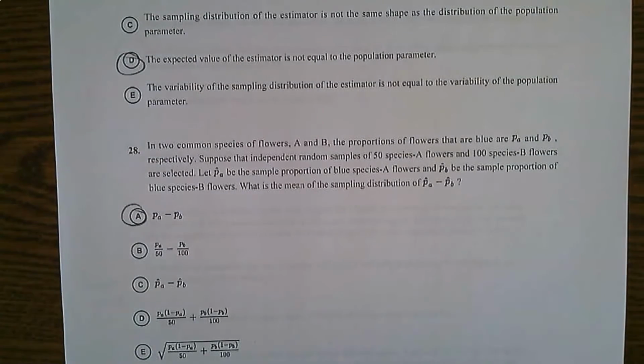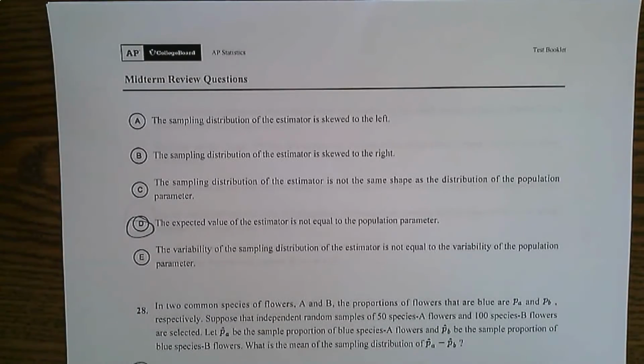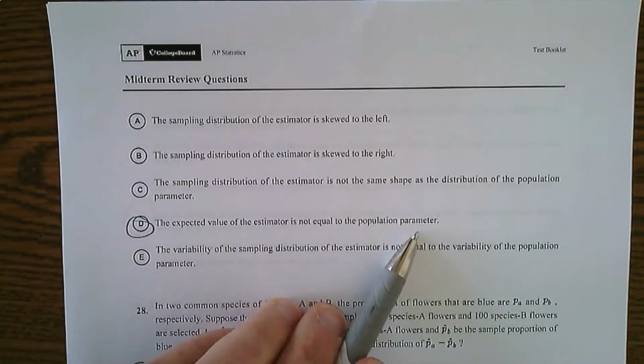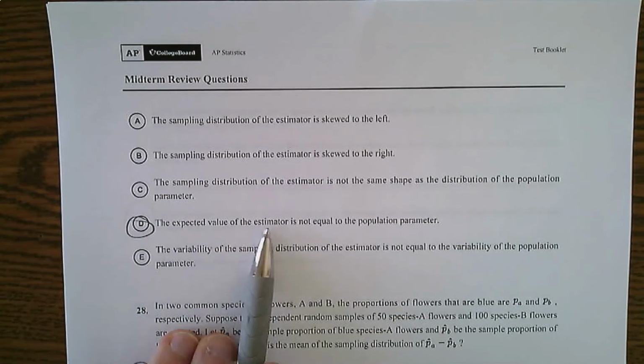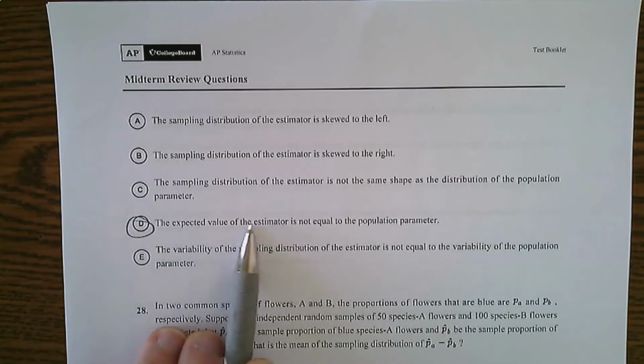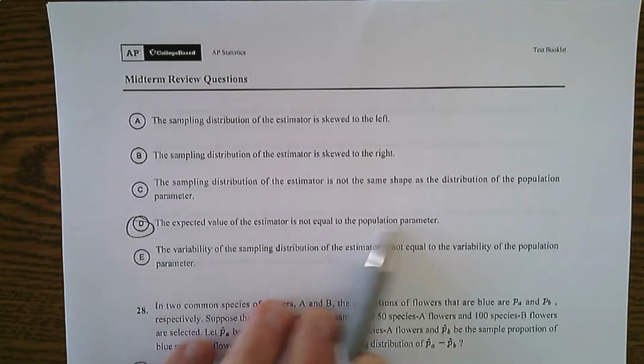All right, 27, which is going to create a biased. Biased means, remember, the mean of the sampling distribution doesn't equal the population mean or the population proportion. That's what this is saying. The expected value, that's a fancy way of saying the mean of the estimator, the mean of the sampling distribution is not equal to the population mean.